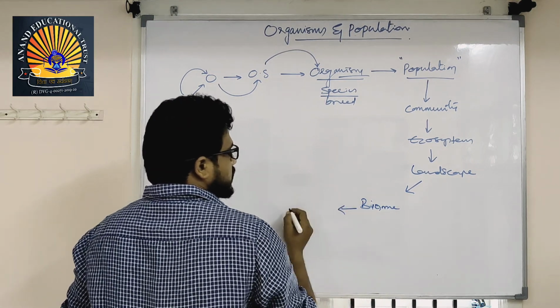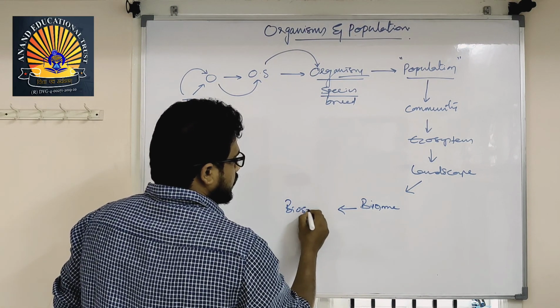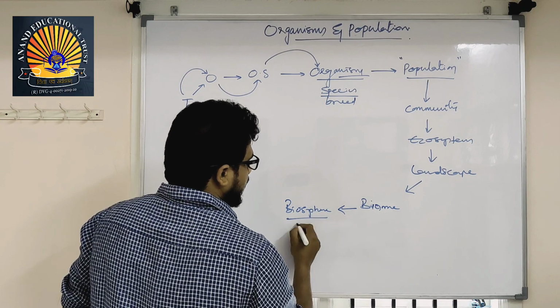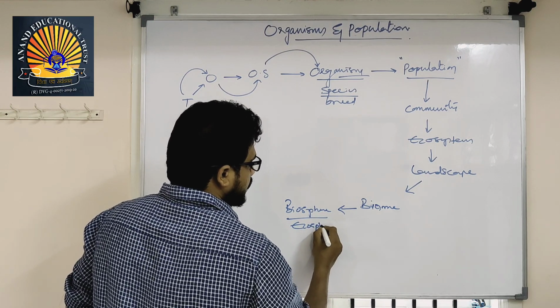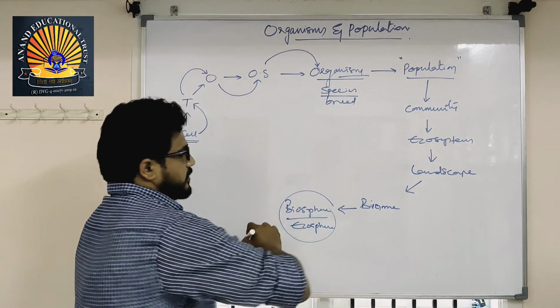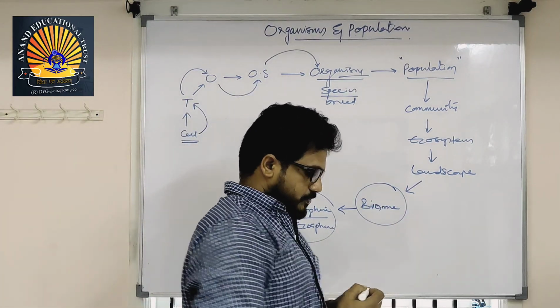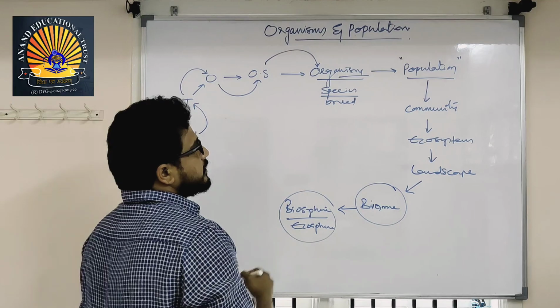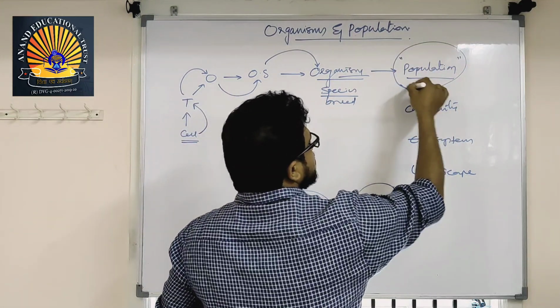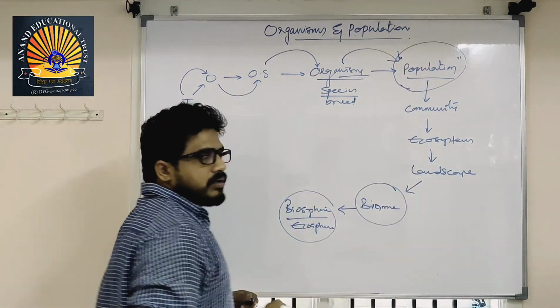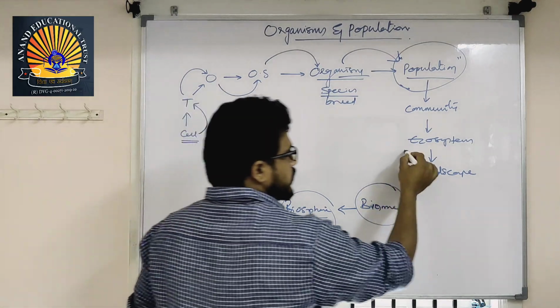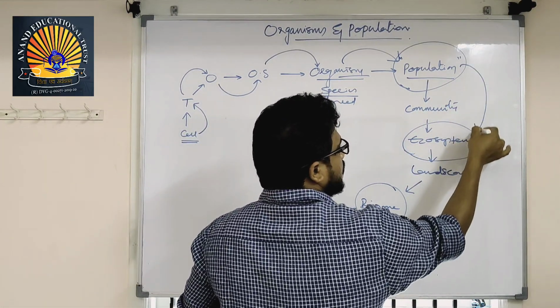A group of biomes becomes the biosphere. The biosphere is also called the ecosphere. This is the final level, and the biosphere consists of different types of biomes. But the thing here is that a population is made up of a unit called the organism, and an ecosystem is made up of a unit called the population.